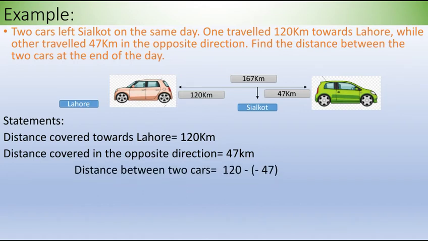So the distance between the two cars will be 120 minus bracket minus 47 bracket closed. Here we write the minus sign with 47 because it is the distance covered in the opposite direction. So we put a negative sign to show the opposite direction. When we solve this question, we will write 120 plus 47. Now as you all know that minus minus is equal to plus, so we will add both numbers. So the answer will be 167 km.